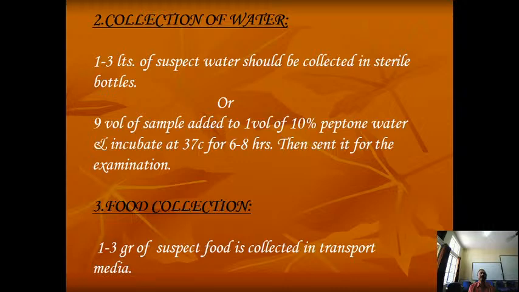Or you can take 9 volumes of sample and add it to 1 volume of 10% peptone water. Now, peptone water is the carrier which you're going to use. Incubate that at 37 degrees for 6 to 8 hours and then it is sent for examination. For food, 1 to 3 grams of suspect food is collected in any of the transport mediums which are available.